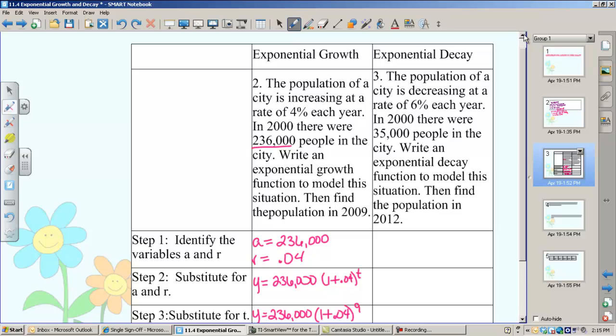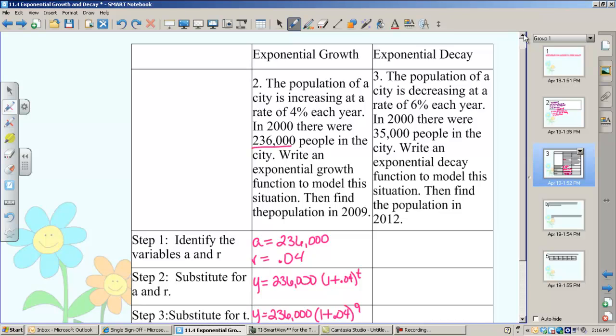We're still going to deal with population. This time our people are moving from our city at a very fast rate because they don't want to live there anymore. Something bad has happened, there was an earthquake, I don't know, something. So the people are leaving this city in droves. The population of a city is decreasing at a rate of 6% each year. In 2000, there were 35,000 people in the city. Write an exponential decay function to model the situation, then find the population in 2012.